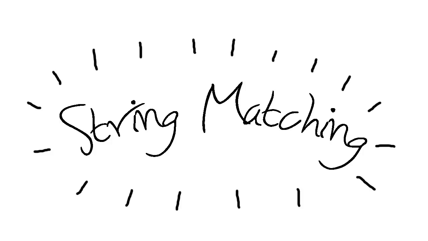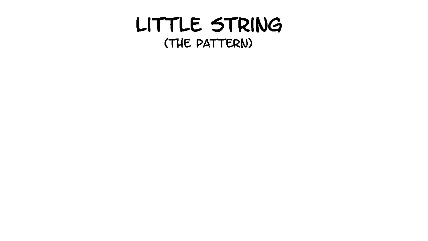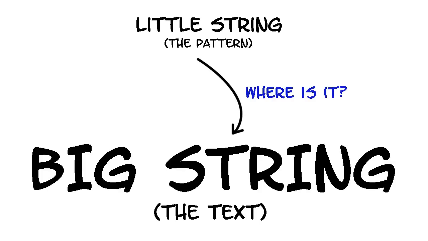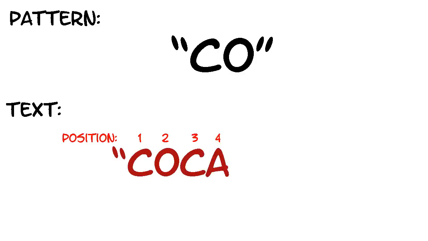String matching! The KMP algorithm. String matching is all about finding where little strings, or patterns, occur within big strings, or text. For example, let's try and find the pattern "co" in the text "Coca-Cola".